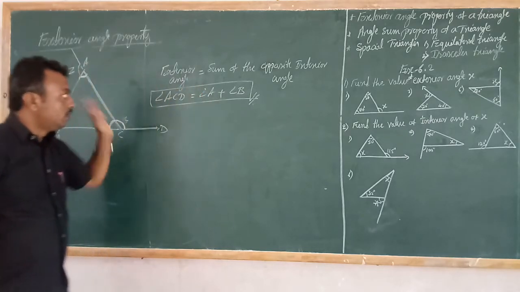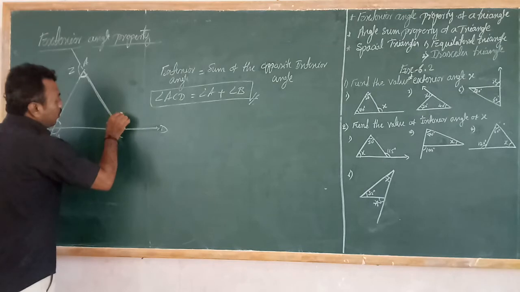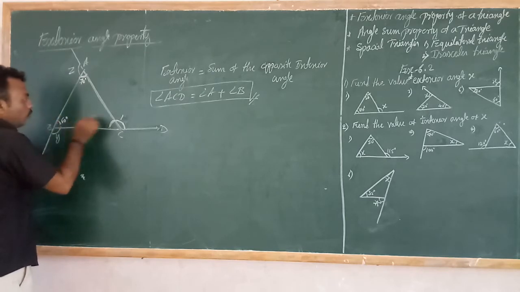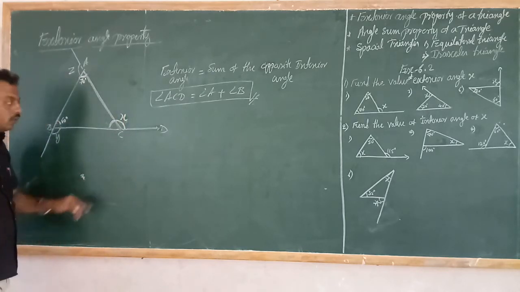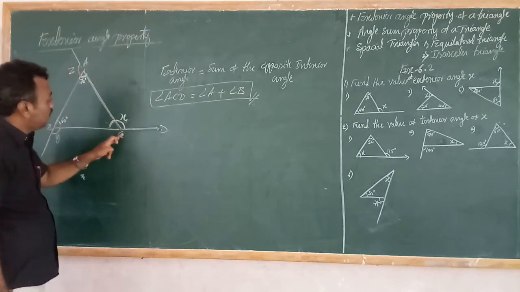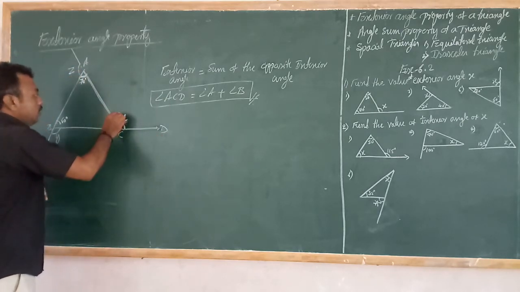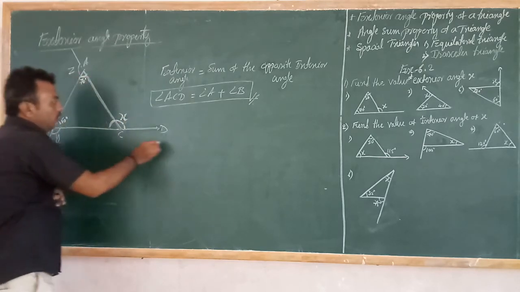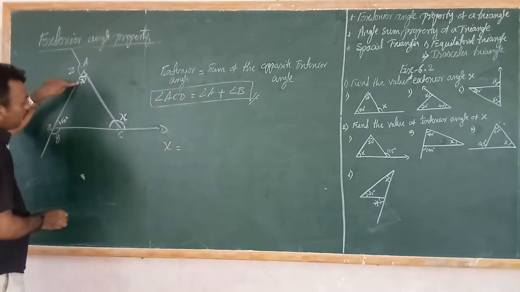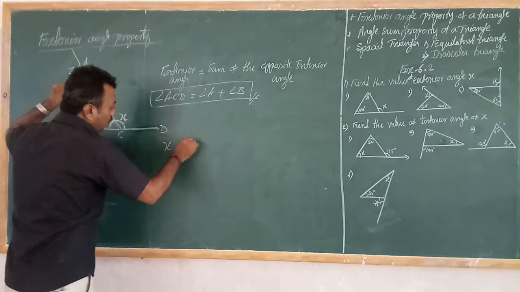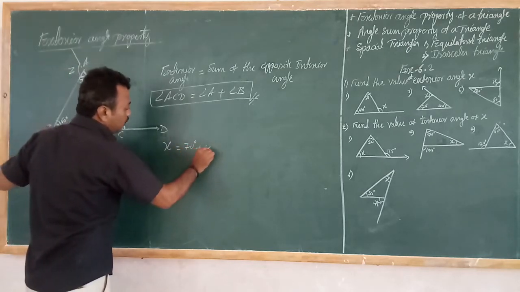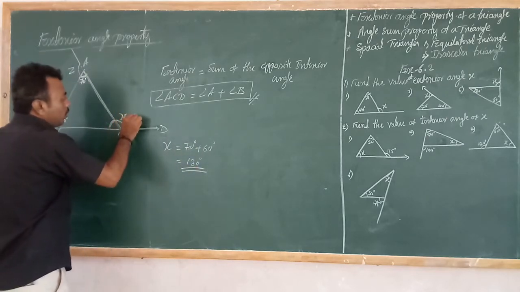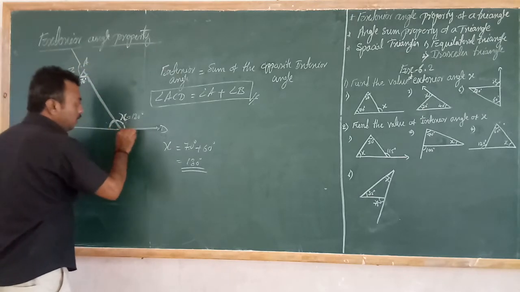You understand? So next, for example, this is 70 degrees and this is 60 degrees. What is the measure of the exterior angle? Very simple, ACD is the exterior angle. We have to calculate the value of X. X is equal to the sum of the opposite interior angles, 70 degrees and 60 degrees. The sum is 130 degrees. This is the value of X, angle ACD.